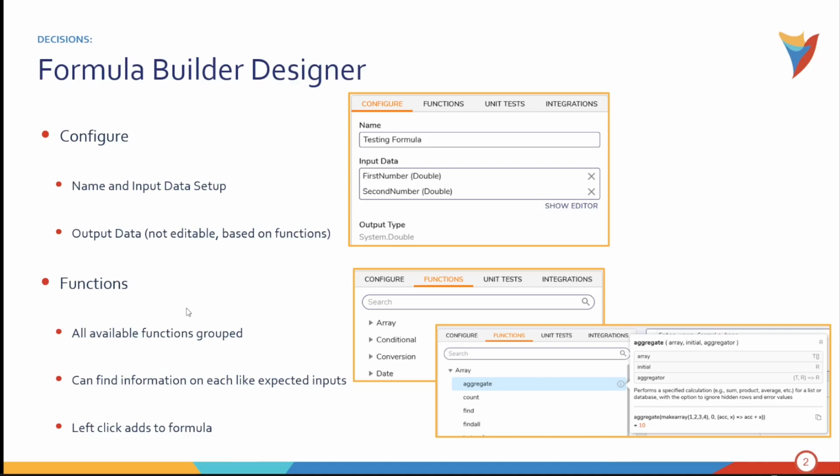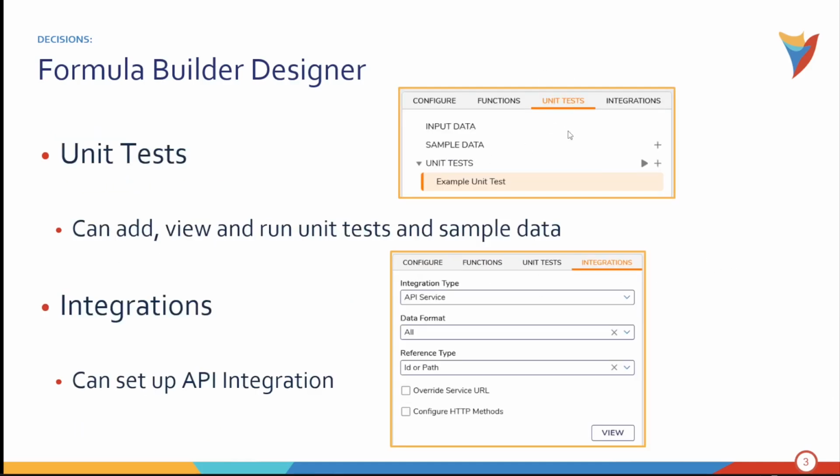Once you have the function that you want to use, just a simple left click will add that formula to your formula box. So then you can start building with it and changing items in it to build up your formula. Then we have a unit tests tab.